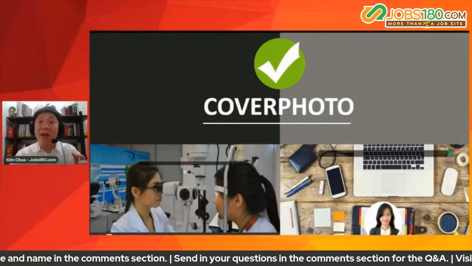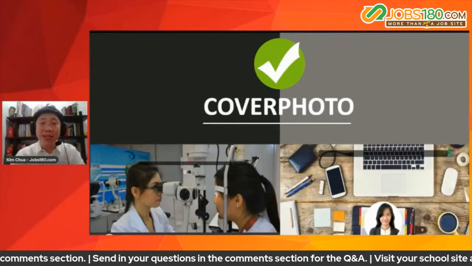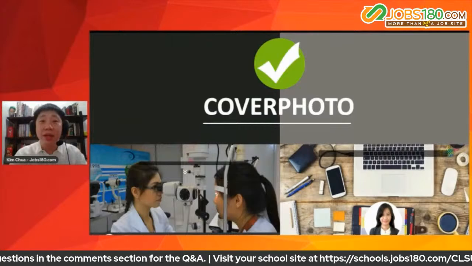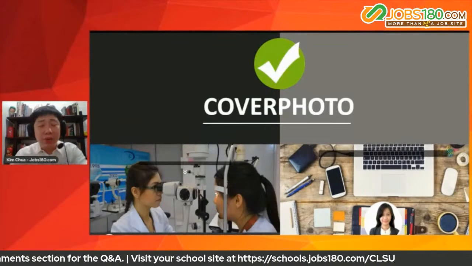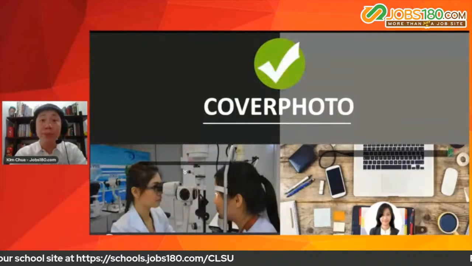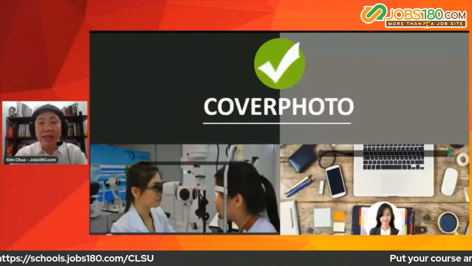Pag nakita mo yung picture, alam mo kaagad ano ang gusto niyang sabihin, anong mensahe niya, anong course niya, anong trabaho niya, or anong gusto niyang gawin. Look at the examples I'm showing you. Look at the one on the left. Ano siya? Isa siyang ophthalmologist, or some would say optometrist. Or in short, eye expert.